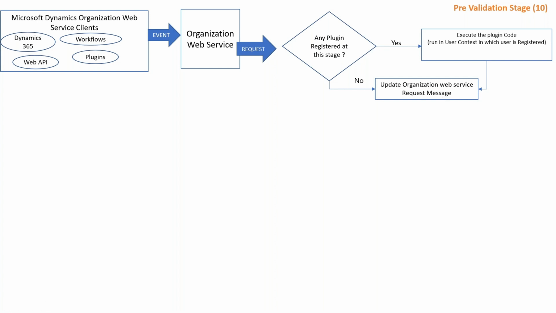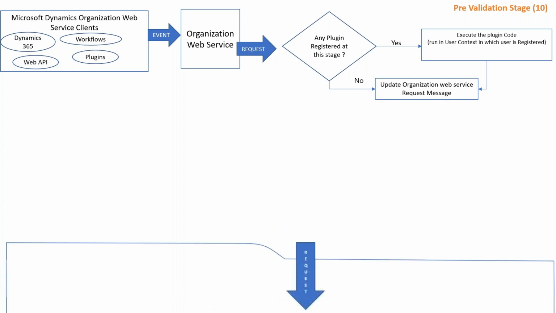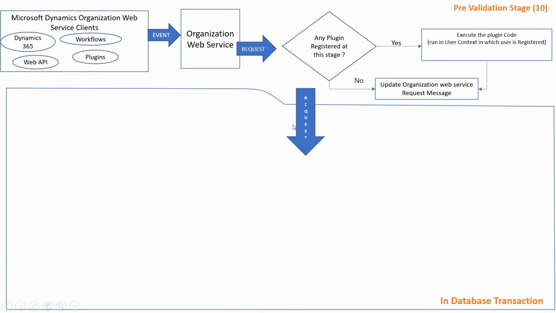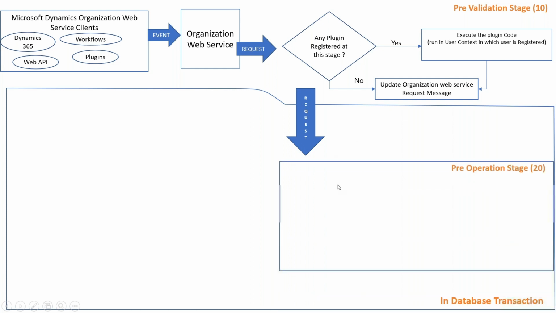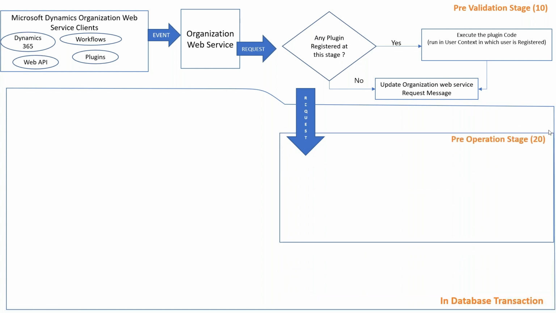Now, whatever information it is passing here, this request will be passed on to the pre-operation stage. First you pass through the pre-validation stage, and if no plugin is registered there, or if you want to register a plugin at the pre-operation stage, the request goes to the pre-operation stage.